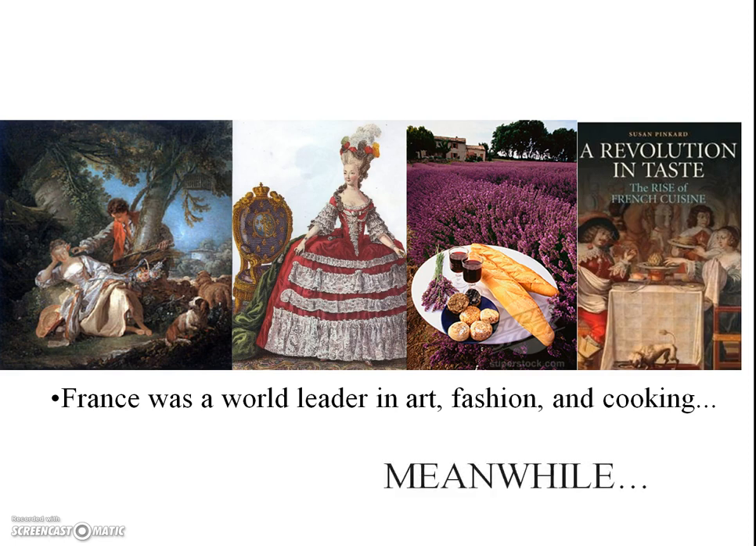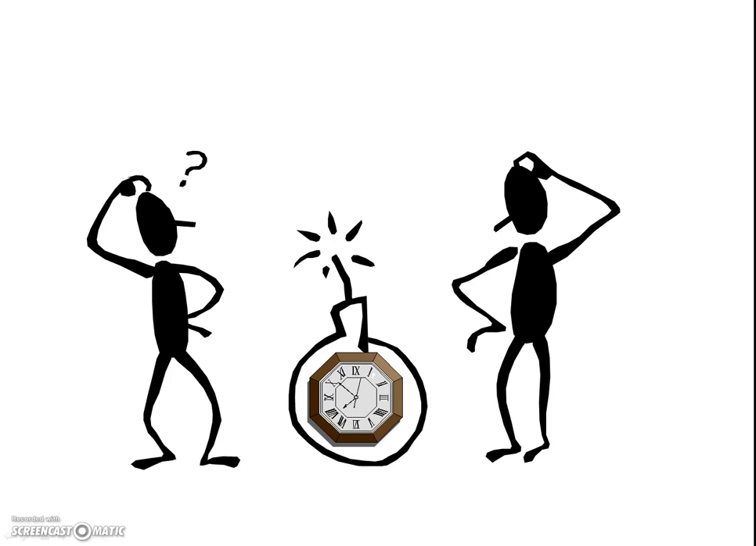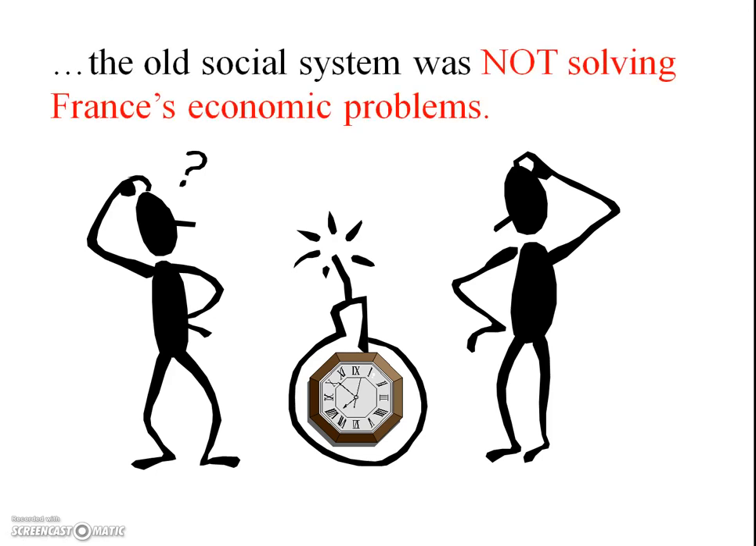Meanwhile, however, the old social system is overlooking some problems that are ultimately going to lead to revolution, specifically economic problems. The economy is going to be a ticking time bomb, the fuse of which is lit by Louis XIV, and his successors, Louis XV and XVI, didn't do much to solve these problems. And as you'll see, when the fuse finally reaches the breaking point, things happen pretty quickly.